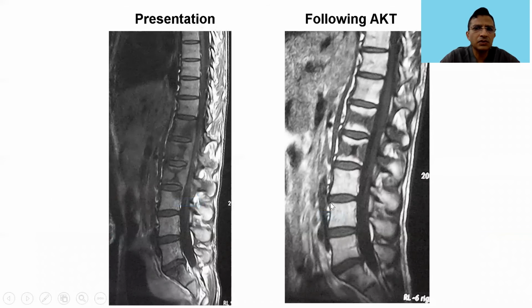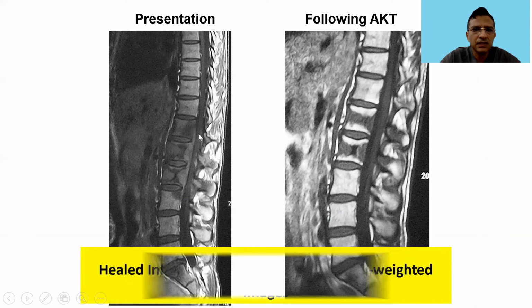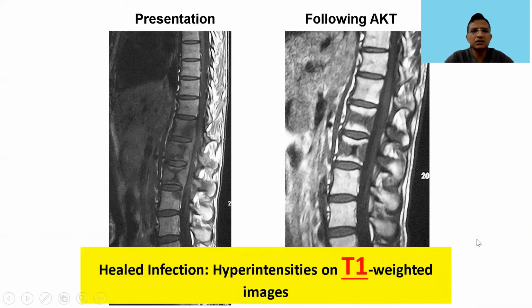One would also want to look out for signal intensity changes before treatment and after treatment. One of the foremost indicators of healed infection is the presence of hyperintensities on T1 weighted images, which indicates that the infected marrow is now replaced by fatty marrow, and hence it's a sign of healing.